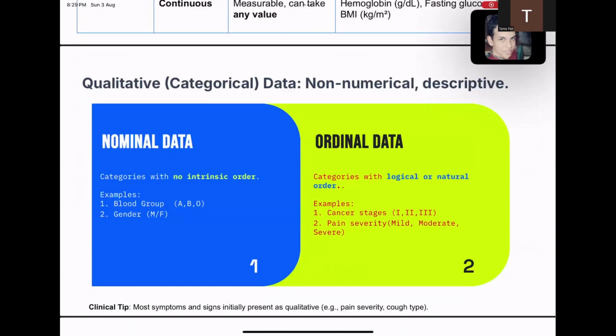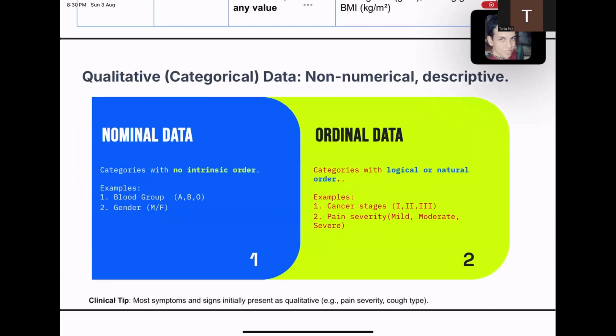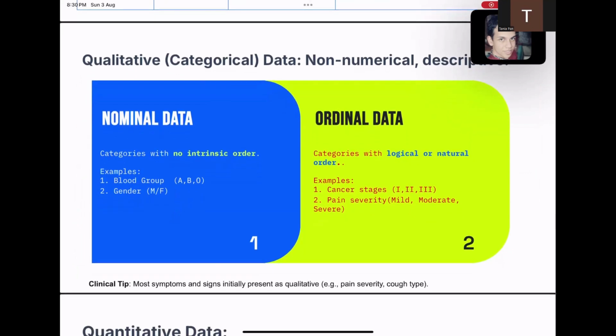So nominal data: categories with no intrinsic order. Ordinal data: categories with logical or natural orders. The examples being blood group ABO, gender male, female, cancer, and in case of ordinal data, cancer stages 1, 2, 3, pain severity mild, moderate, severe. Okay, so these are your qualitative data types.